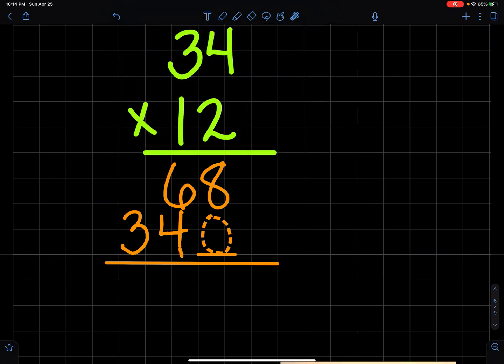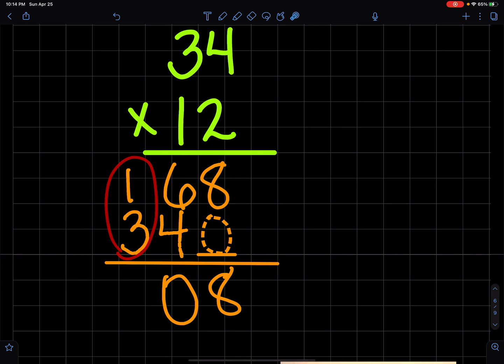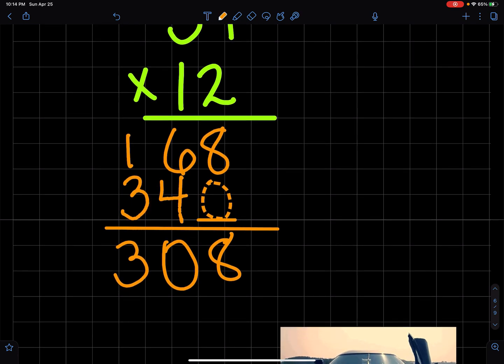And then when we add, we're just going to do 8 plus 0, 8. And then 6 plus 4 is 10. And then 1 plus 3 is 3. Oh, wait, no. 1 plus 3 is not 3, duh. It's too late at night for me. 1 plus 3 is 4. So we get 408, just like before.